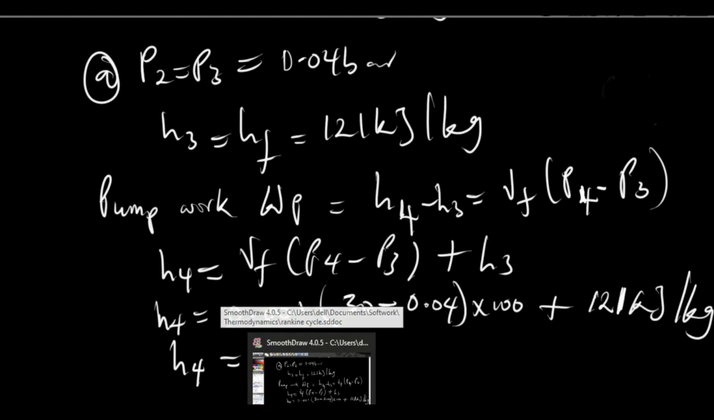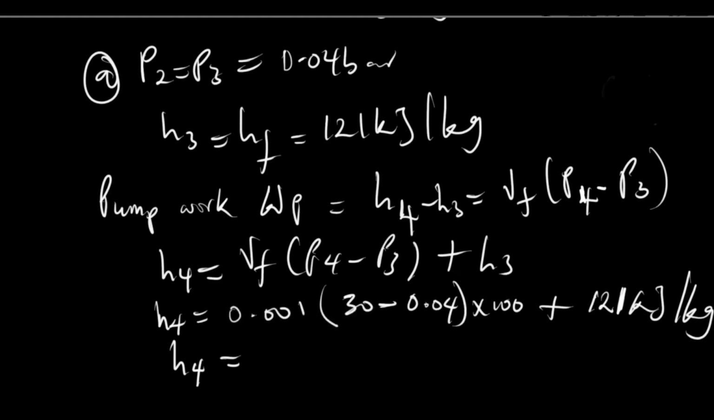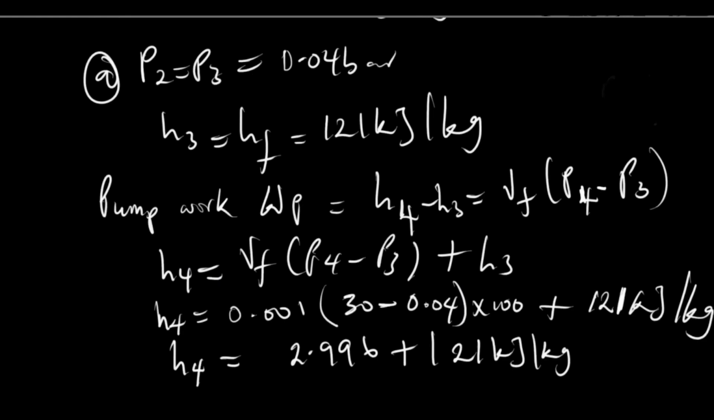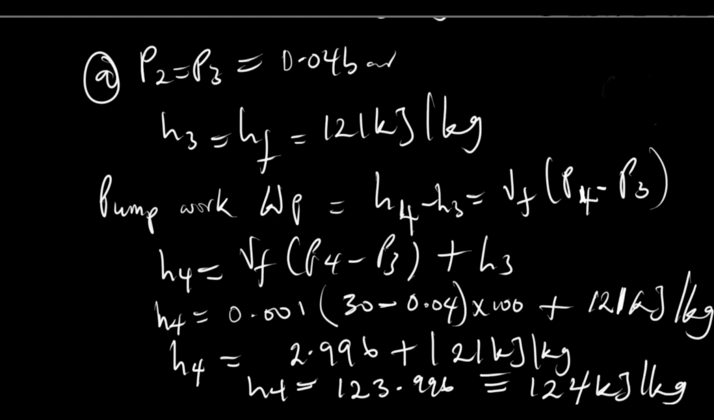Okay, so we have here H3 to be 2.996 plus 121 kilojoule per kilogram. So finally, this will give us H4 to be 123.996, which is equivalent to 124 kilojoule per kilogram. So we have gotten all our enthalpies.